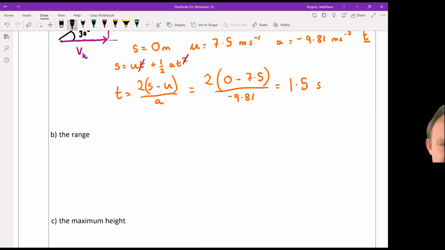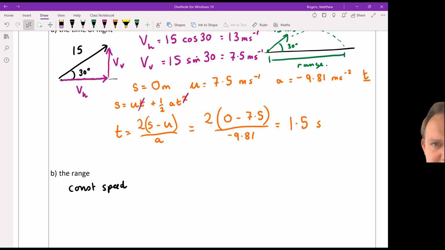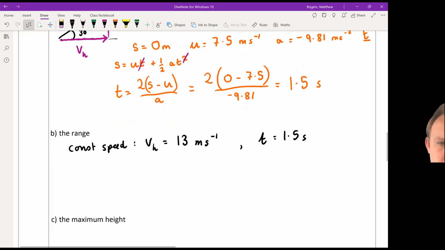The range, I've given myself lots of space, but relatively straightforward. In the horizontal direction, it travels at a constant speed because there's no forces acting in the horizontal direction. The horizontal speed is the horizontal velocity that we calculated at the start, 13 meters per second. And it travels for a time of 1.5 seconds. So we're just going to use the idea that distance is equal to speed times time, if you like.